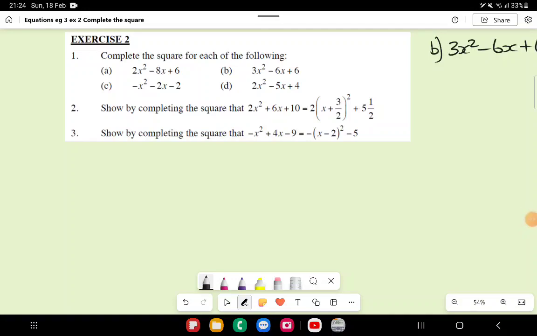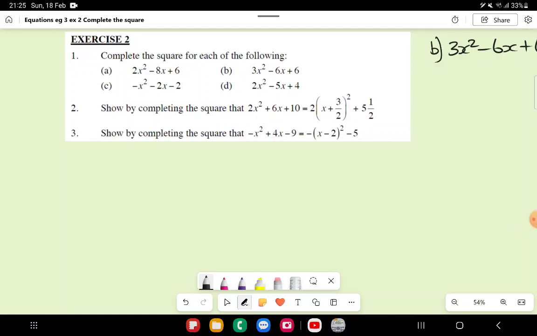Welcome back to equations exercise 2. We are going to complete the square. What I suggest you do is watch the video, pause the video, try the exercise, and then play and compare your answers to mine. So let's start with question 1a.